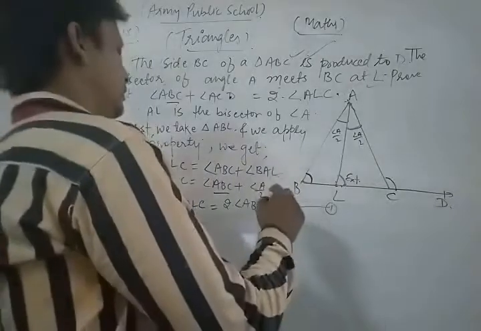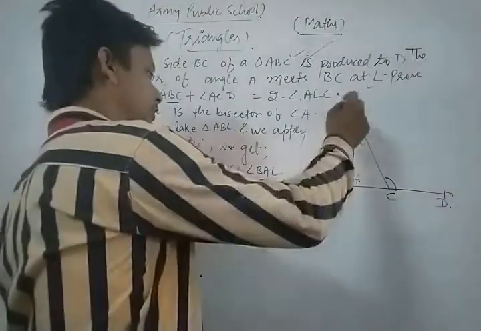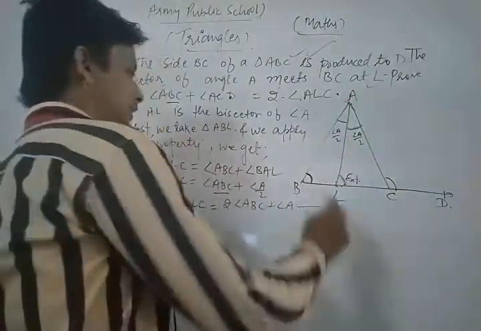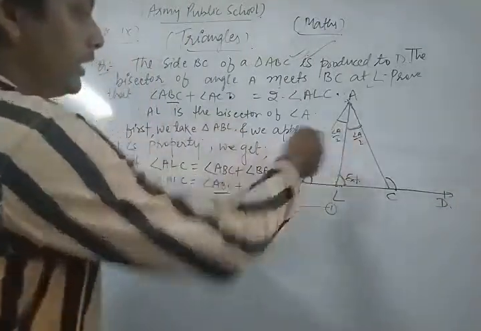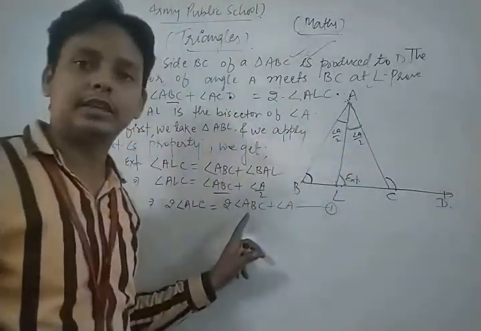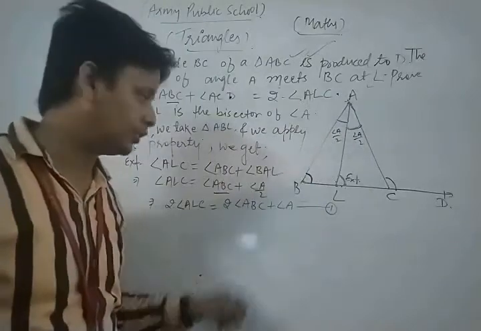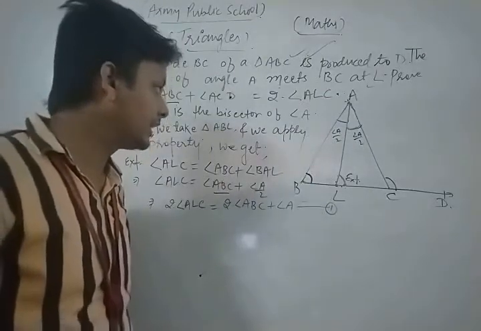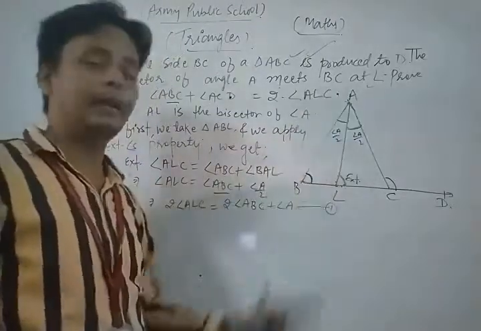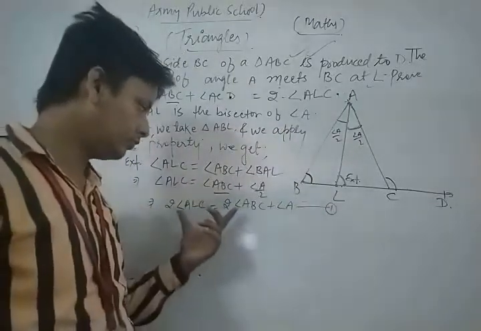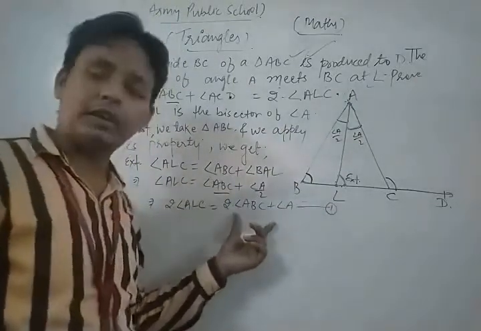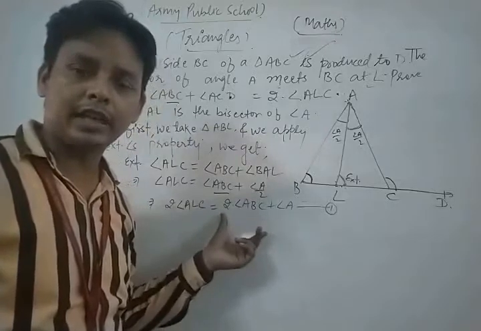In 2 times here, this is angle ABC. Write this, and angle BAL we can write as half of angle A, that is A by 2. Now, in this way, after taking the triangle ABL, we get a very important relationship between these angles.